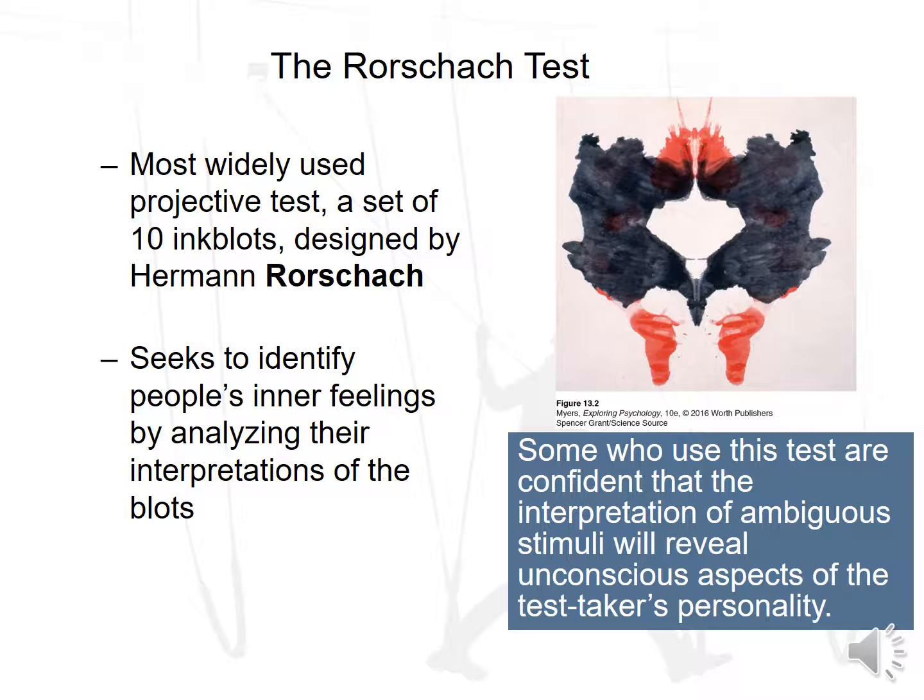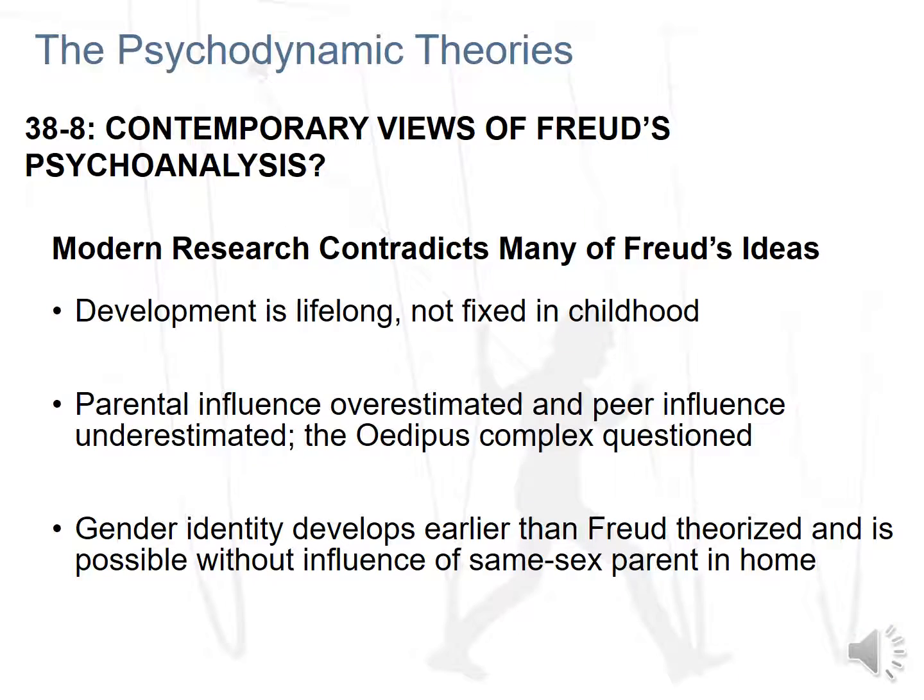Probably the most widely used and widely known is the Rorschach test, which was a set of 10 ink blots designed by Hermann Rorschach. This seeks to identify people's inner feelings by analyzing their interpretations of the blots. On the right you will see an example of a Rorschach ink blot, and someone could tell you what they see by viewing this. Some people who use this test are very confident that the interpretation of the ambiguous stimuli will reveal unconscious aspects of the test taker's personality. However, we know overall that projective tests are highly subjective to the person evaluating them, and they are not consistent nor accurate when identifying aspects of a person's personality.